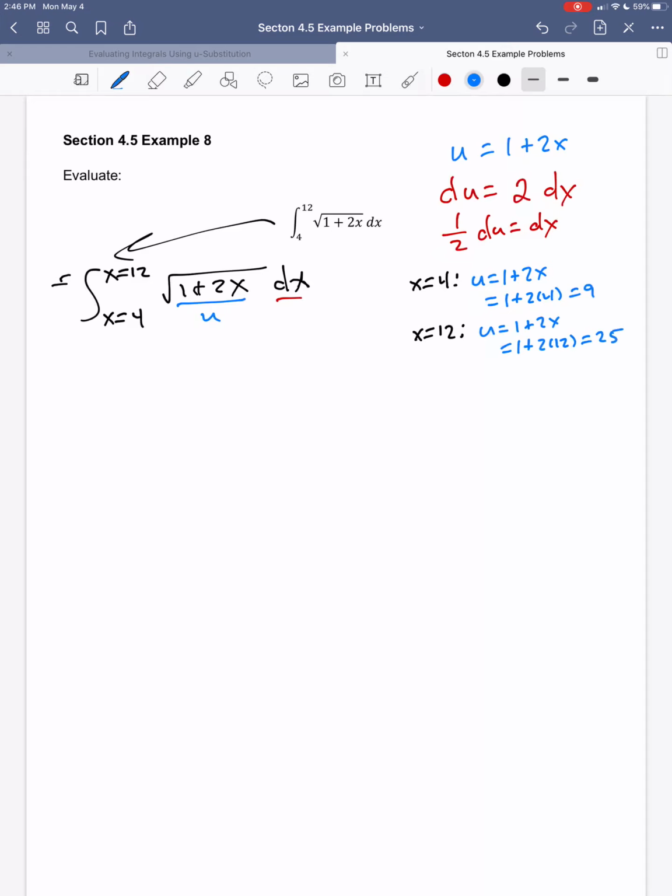So when I rewrite this, my u limits now, instead of 4, I get 9. Instead of 12, I get 25. I have the square root of u, and I have 1/2 du. So the 1/2 can be brought in front.